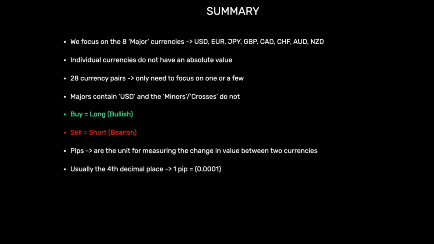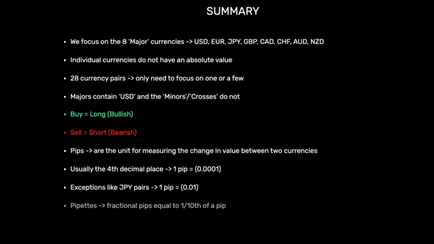Pips are the unit for measuring the change in value between 2 currencies, which are usually the 4th decimal place, but there are some exceptions like the Japanese yen pairs, where a pip is the 2nd decimal place. Some brokers now quote currency pairs to 5 decimal places for added precision, where the 5th decimal place is called a pipette or micro pip, and this is equal to 1/10 of a pip.